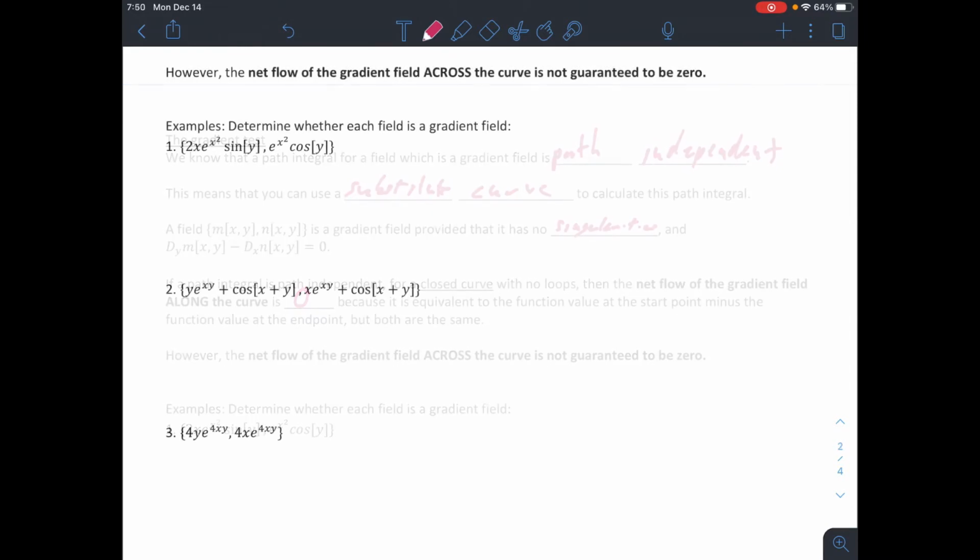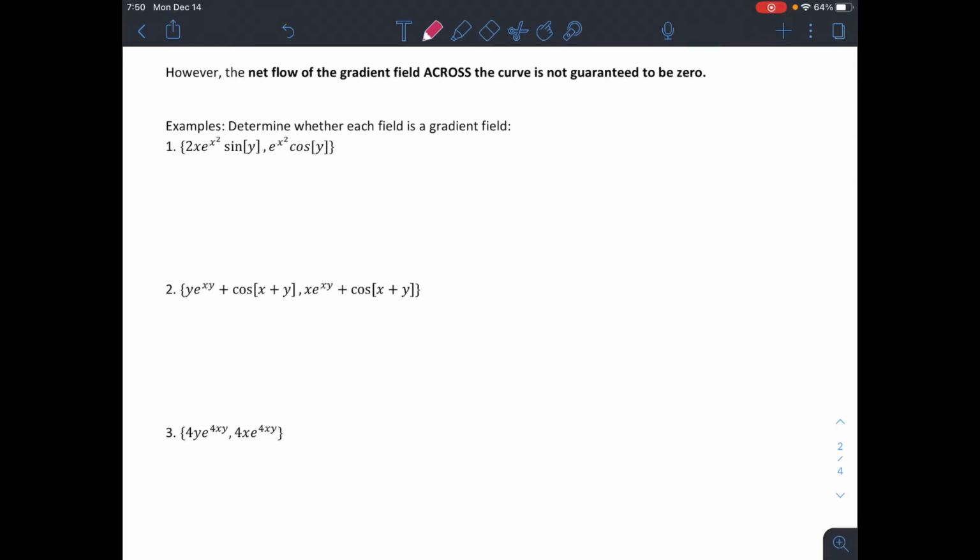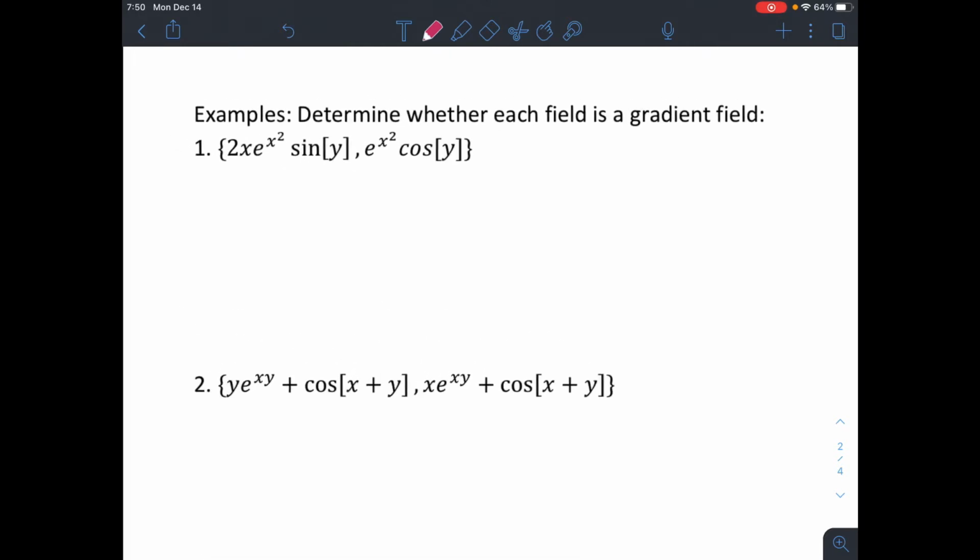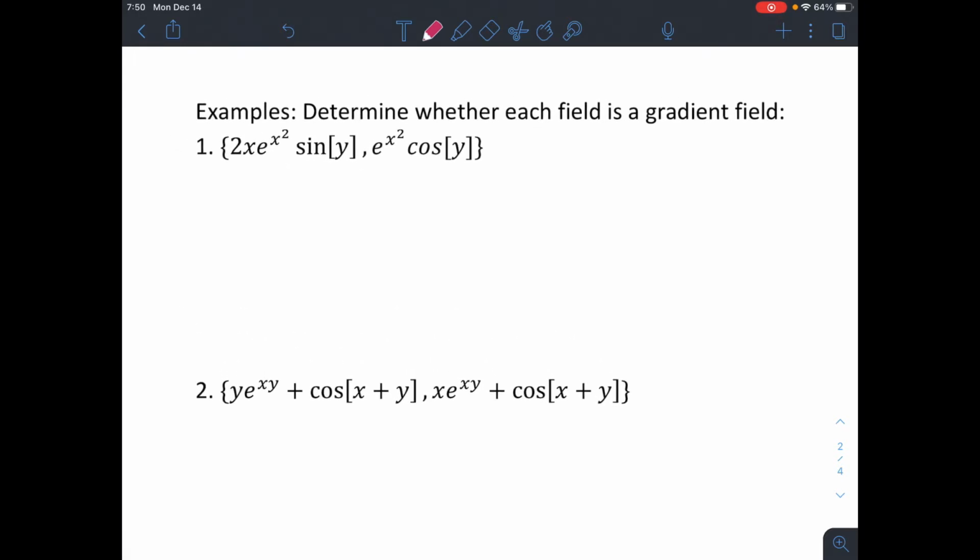Could be. Now we're going to look at a couple examples of determining whether fields are gradient fields or not. So the first one here, looking at that, you can pretty easily tell there's no singularities in this. That's the key. That's the first part of this. You have to make sure there's no singularities in this field.